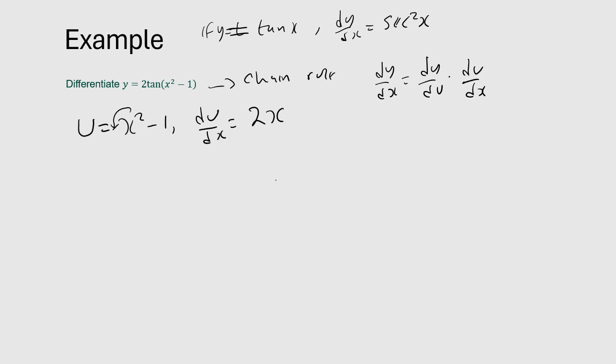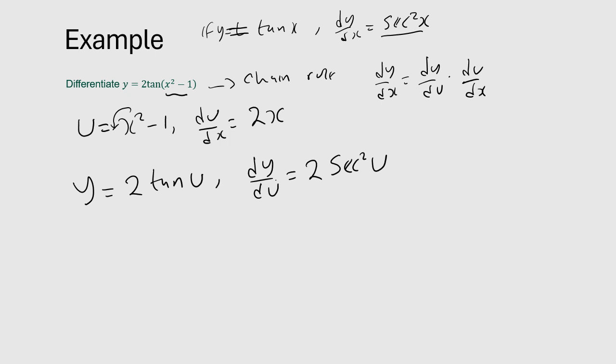Then we have y is equal to 2 tan. Now, instead of this x squared minus 1, I can just write u. And if you remember, dy over du, if we differentiate it, will just be 2, and instead of tan u, we'll have sec square u. That is just its derivative, sec square u.